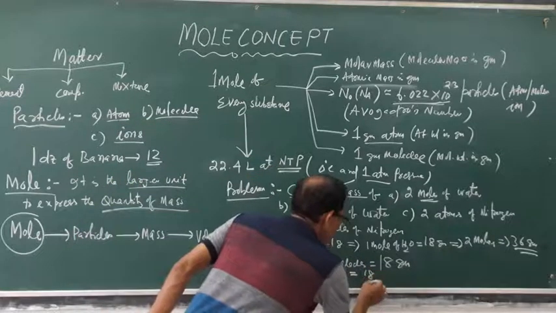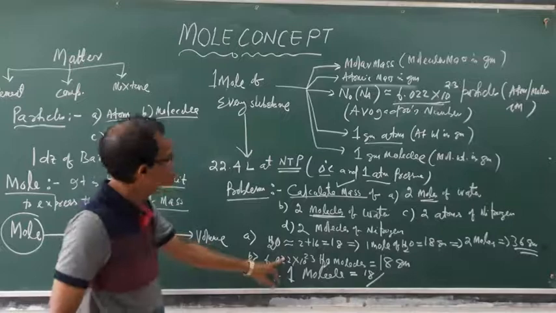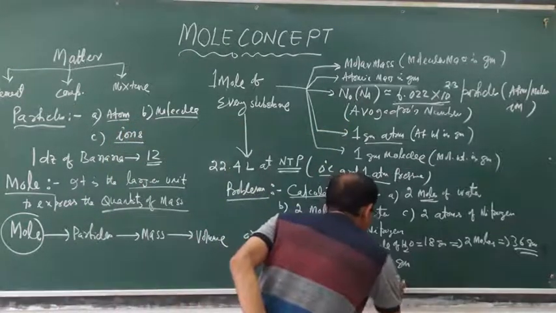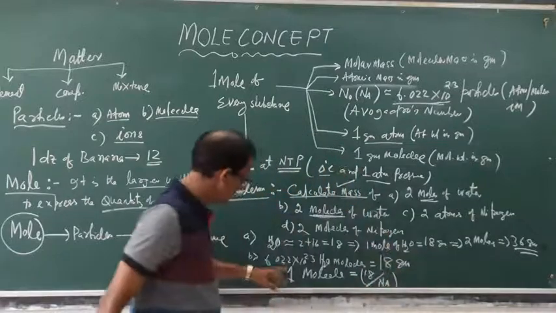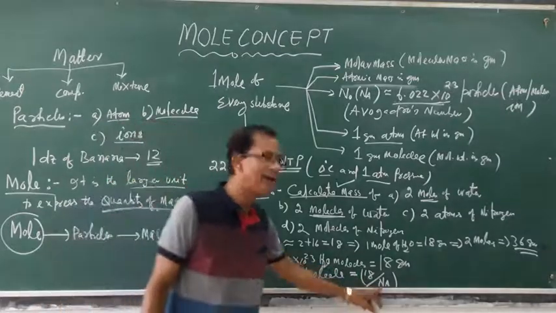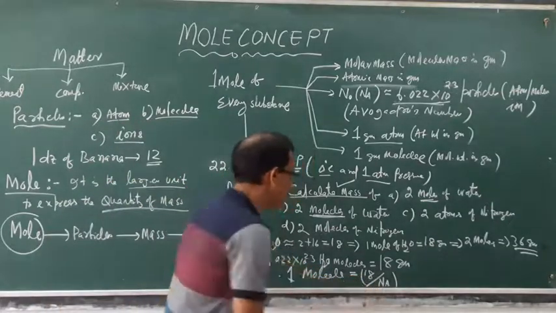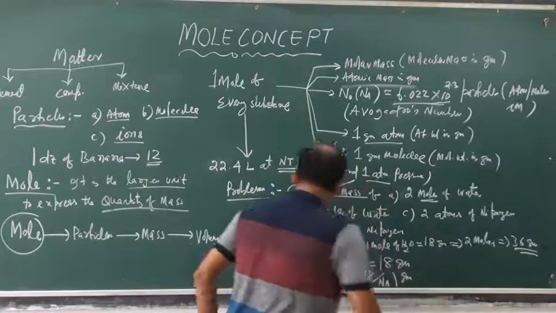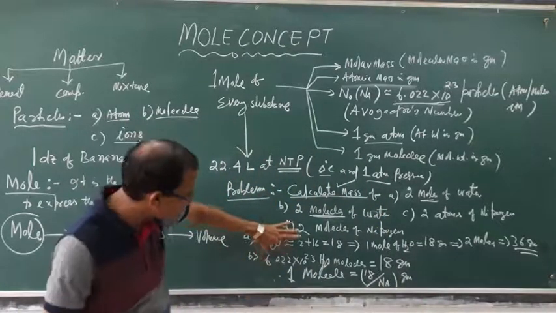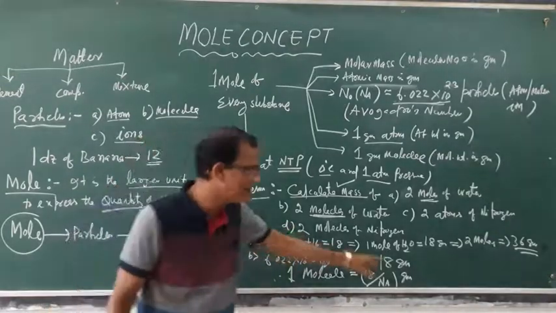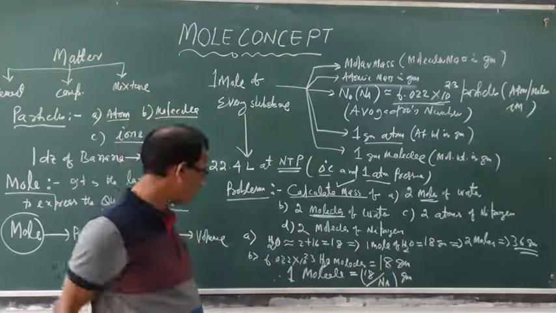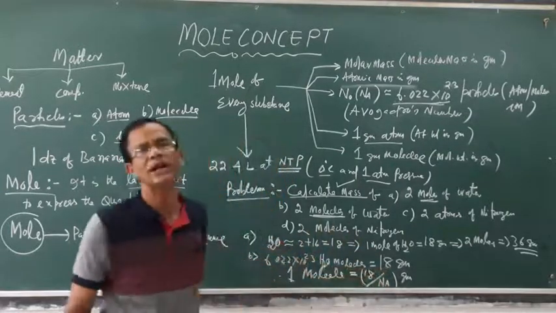18 upon this number, which is written in short form as Na. Instead of writing 6.02 10 to the power 23, you can write Na. So 18 by Na gram is the mass of 1 molecule of water, because Na molecules of water equal 18 gram as per the formula. So 1 molecule will be 18 by Na gram.